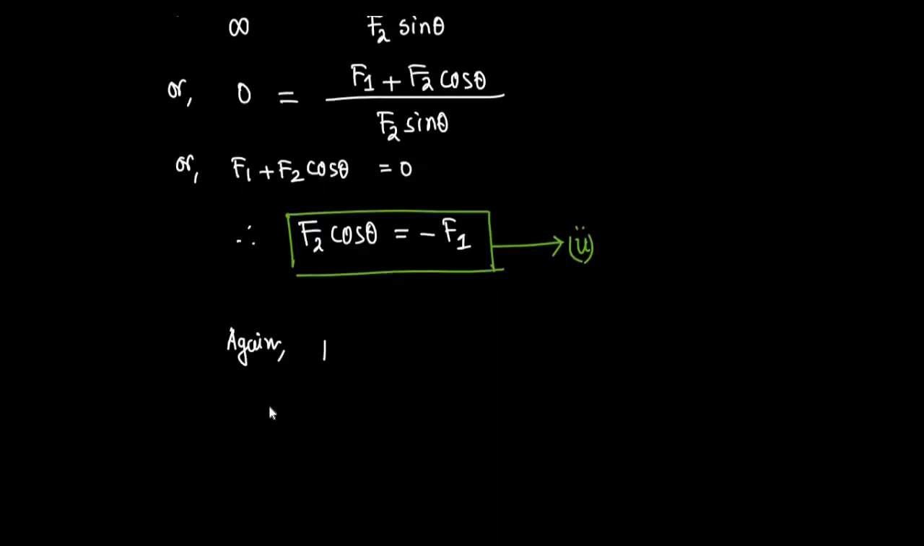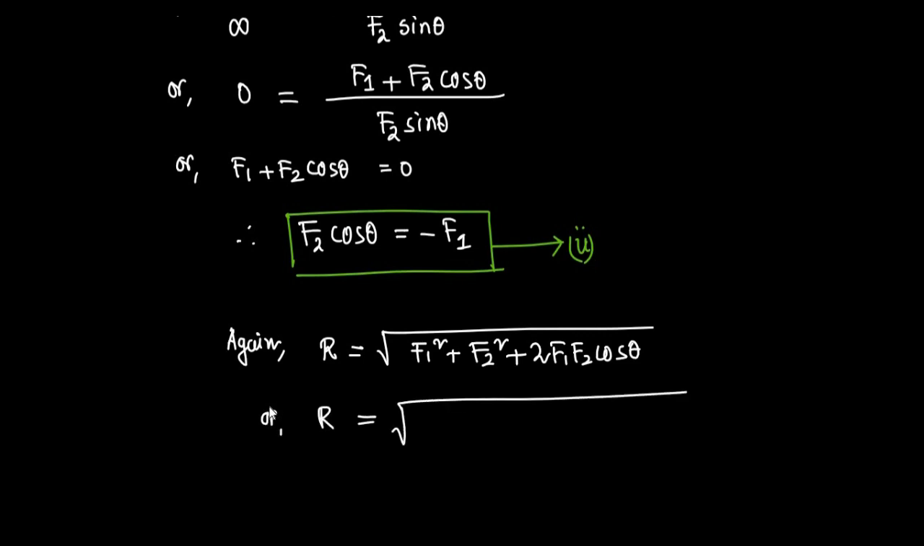Again, R is equal to root over F1 square plus F2 square plus 2 F1 F2 cos theta. Or, R is equal to root over F1 square plus F2 square plus 2 F1 under bracket minus F1, since F2 cos theta is equal to minus F1.